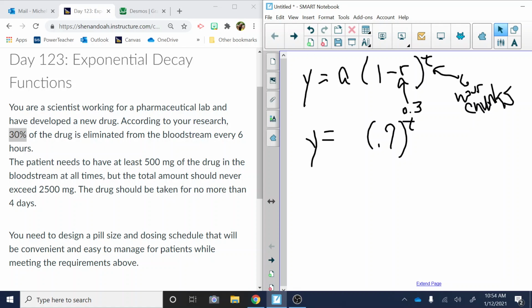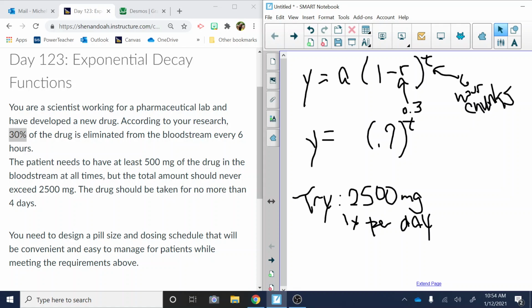So I'm just going to try something and see how it goes. Let's say I try making pills that are, well, let's just go the full amount. Let's go 2,500 milligrams, and see if we could just take that once a day. That'd be nice and easy. One time per day. So let's see how this goes.